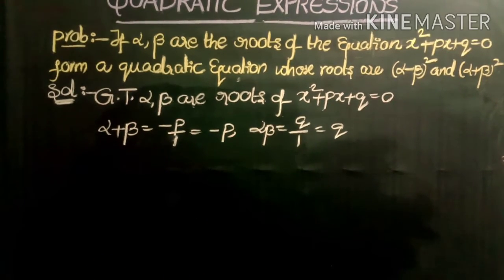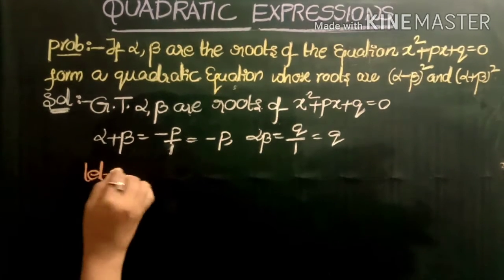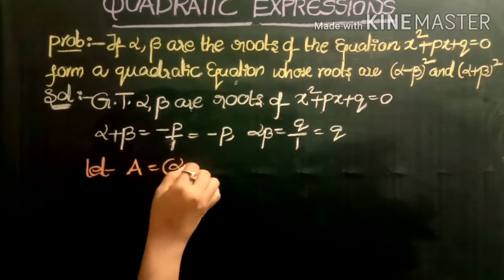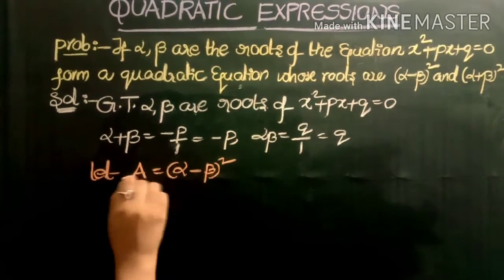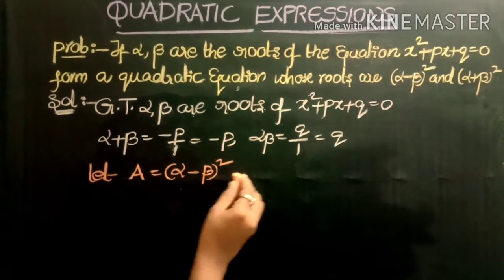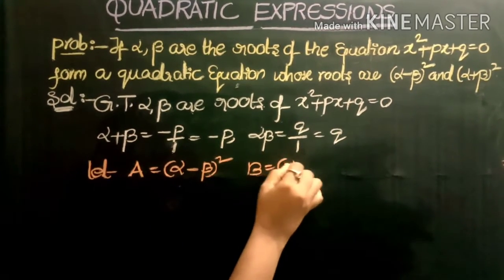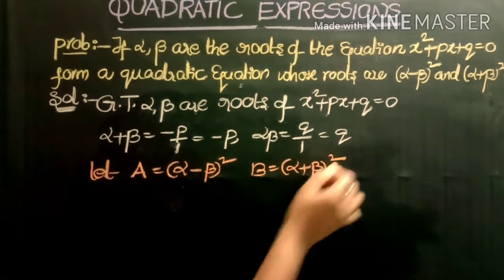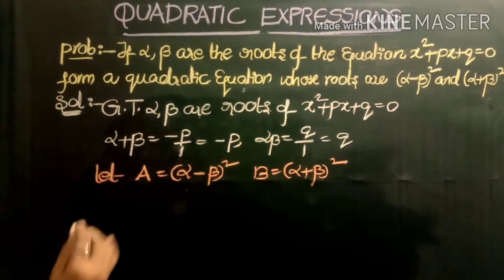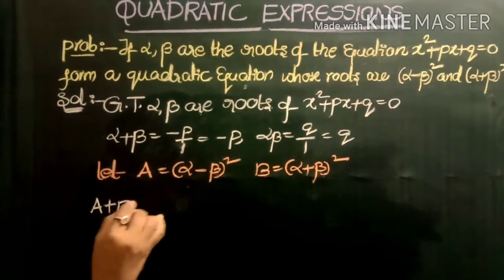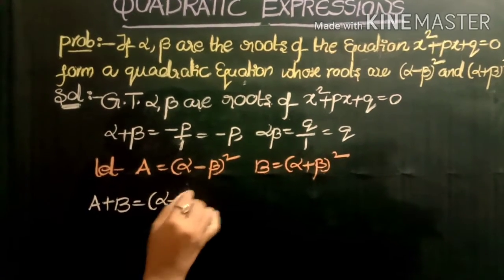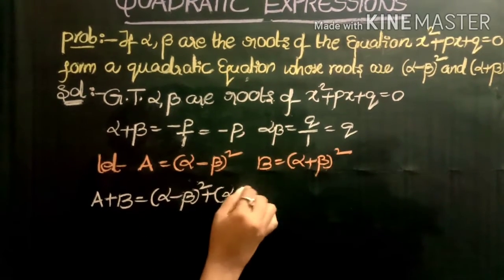Now in the next step we take the given values as A, B. Let capital A be the given roots, that is, let capital A is equal to (alpha minus beta) whole square and capital B is equal to (alpha plus beta) whole square. Now finding the value of A plus B. A plus B is equal to (alpha minus beta) whole square plus (alpha plus beta) whole square.